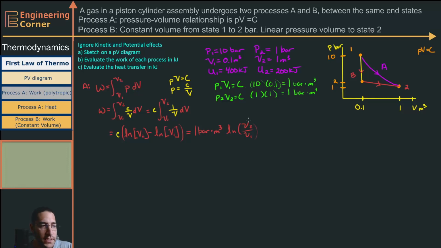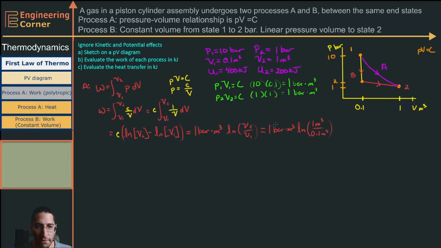If we substitute our numbers, we get 1 bar times meters cubed times the natural log of V2, which is 1 meter cubed, over 0.1 meters cubed. And now all we need to do is deal with our units, right?